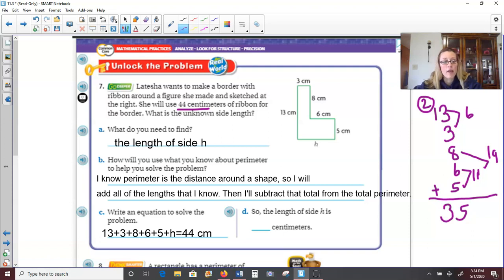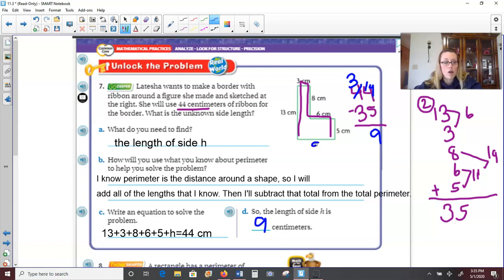So if what I know so far equals 35, I'm going to take the total perimeter, which we know is 44, and subtract what we have so far, the 35, and the difference should be side H. So we got to do a little regrouping. 4 becomes a 3, and then this is now a 14. 14 minus 5 is 9, and the 3's cancel out, so side H should be 9 centimeters.